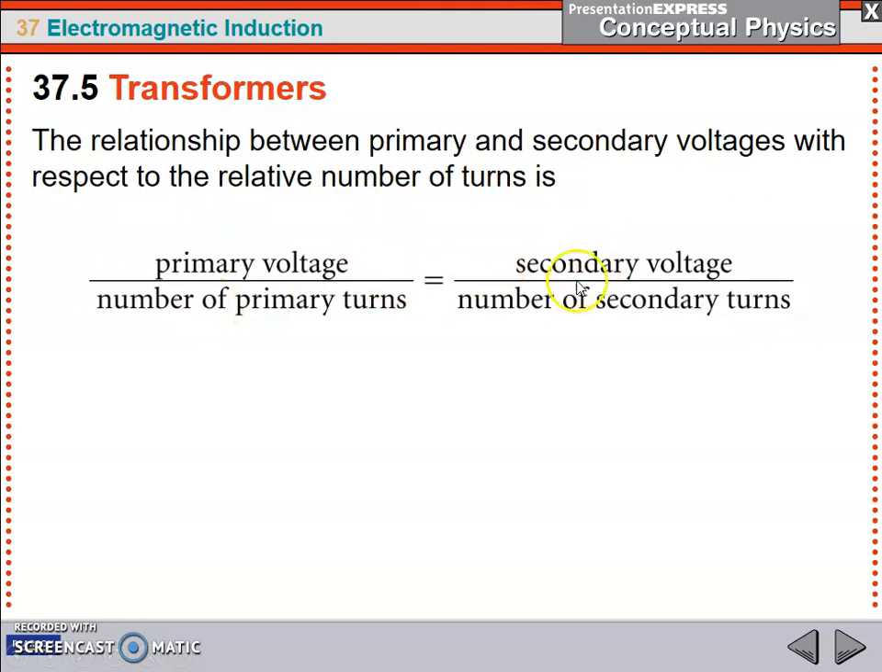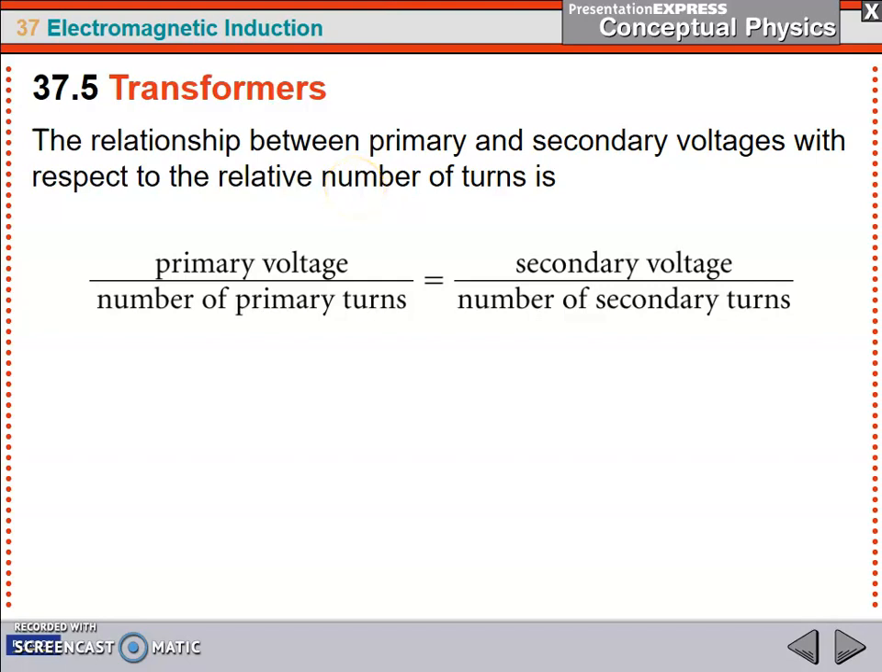And this is how you figure out the relationship. The primary voltage divided by the number of turns in the primary wire equals the secondary voltage divided by the number of secondary turns. So usually you have a given input voltage and you want some output voltage, and the way you decide to make it exactly what you want is how many turns of coil you put in there. Now also, the more turns of coil, the more efficient the transformer.